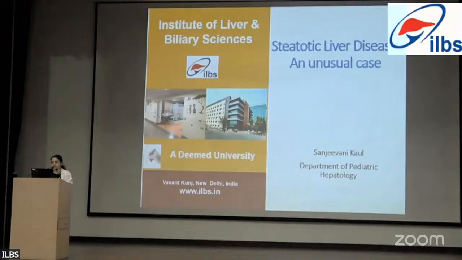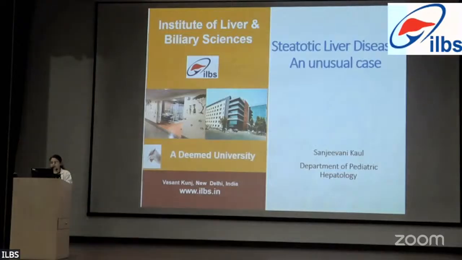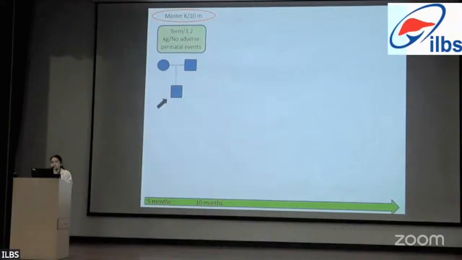I'll be presenting an interesting and unusual case who presented with steatotic liver disease on behalf of the Department of Pediatric Hepatology. So, starting with the case, this is Master K, a 10-month-old. He was born out of a term delivery, 3.2 kg birth weight. He had no adverse perinatal events. He is the firstborn child out of a non-consanguineous marriage.